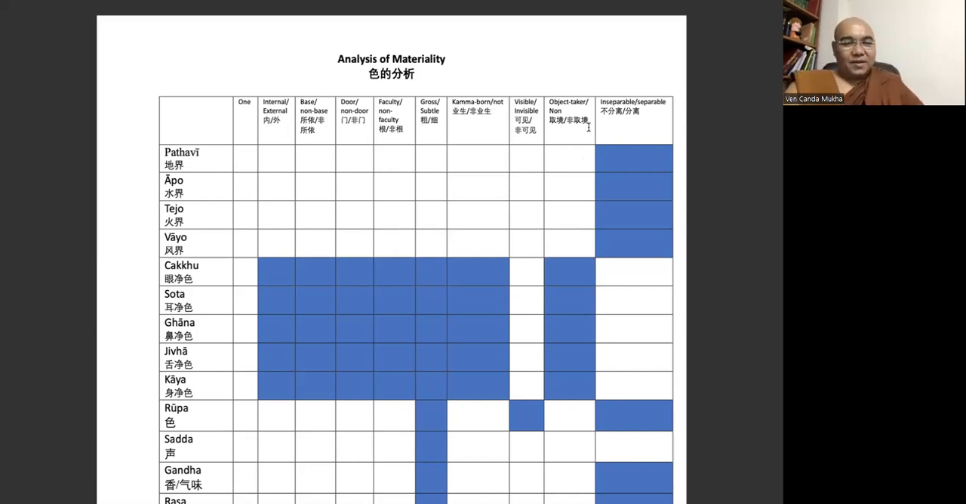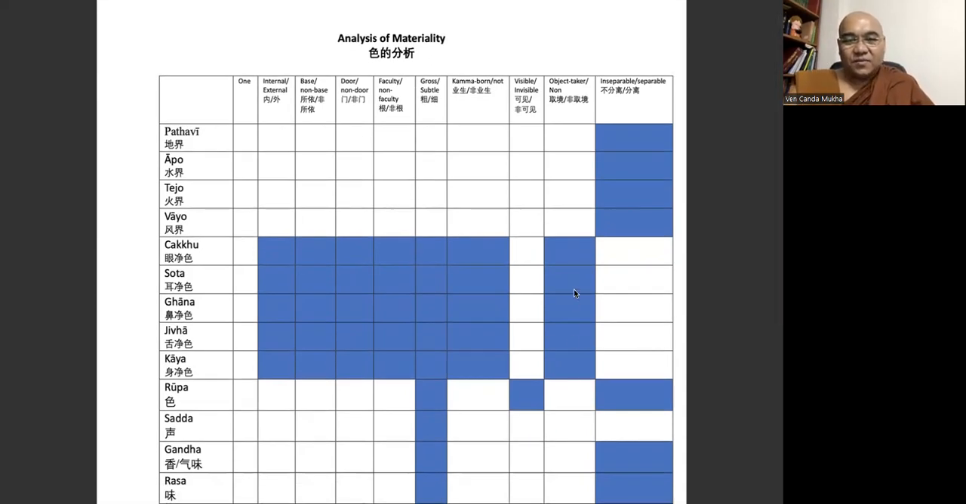For the mind, it takes an object, and also it reproduces another mentality. But for the materiality, they just receive. They have no productive power. So that sort of thing is called object taker. The remaining materialities cannot receive the object. That's why they are called agocharakahika.